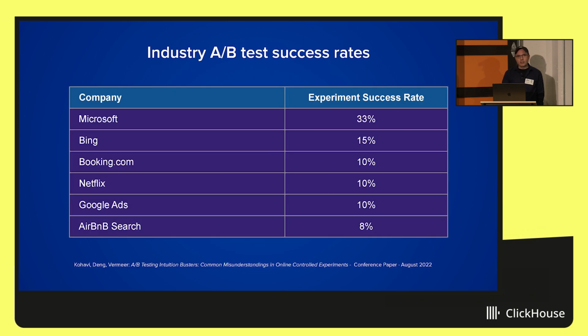It's actually kind of worse than that, because the more optimized your product is, the lower your success rate will become over time. So this is some of the success rates from the industry. You can see there are usually industry standards around 15 to 30%.